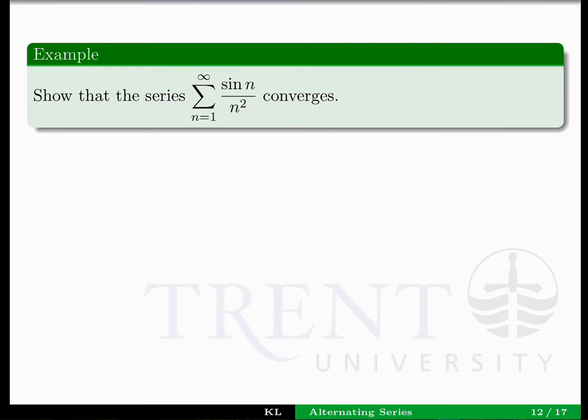Next, show that this series sine n over n squared converges. So we know that this is convergent. We just need to show the solutions. So for this one, what we're gonna do is to consider the series with the absolute values.